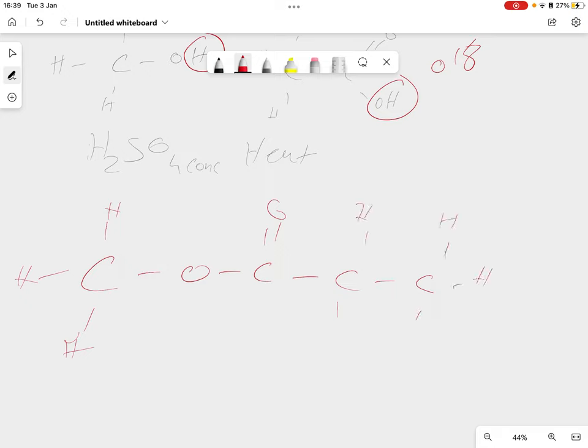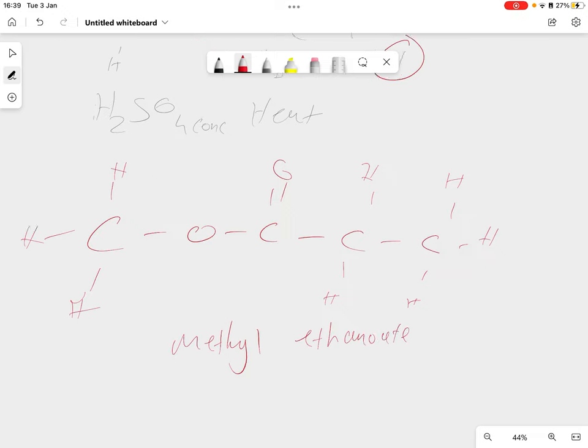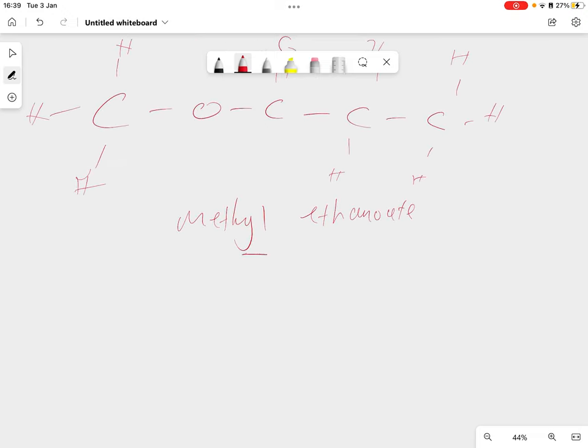So this ester is known as methyl ethanoate. A way to remember naming these is that the "-yl" comes from the alcohol and the "-oate" comes from the carboxylic acid.